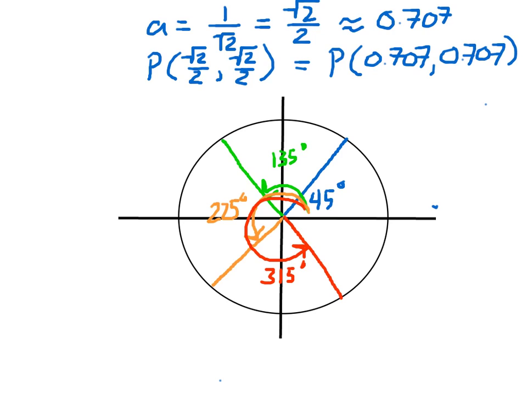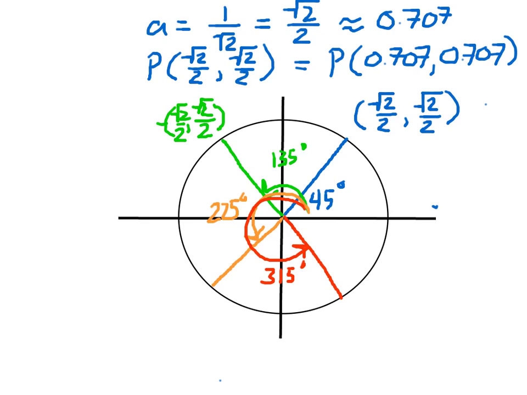Remember that we know the coordinates of the point at 45. They are square root 2 over 2. We know that the y-coordinate of 135 is going to be the same as the y-coordinate of 45. And that's a positive square root 2 over 2, because sine is positive in the second quadrant. But we're going to have a negative square root 2 over 2 x-coordinate for an angle of 135.